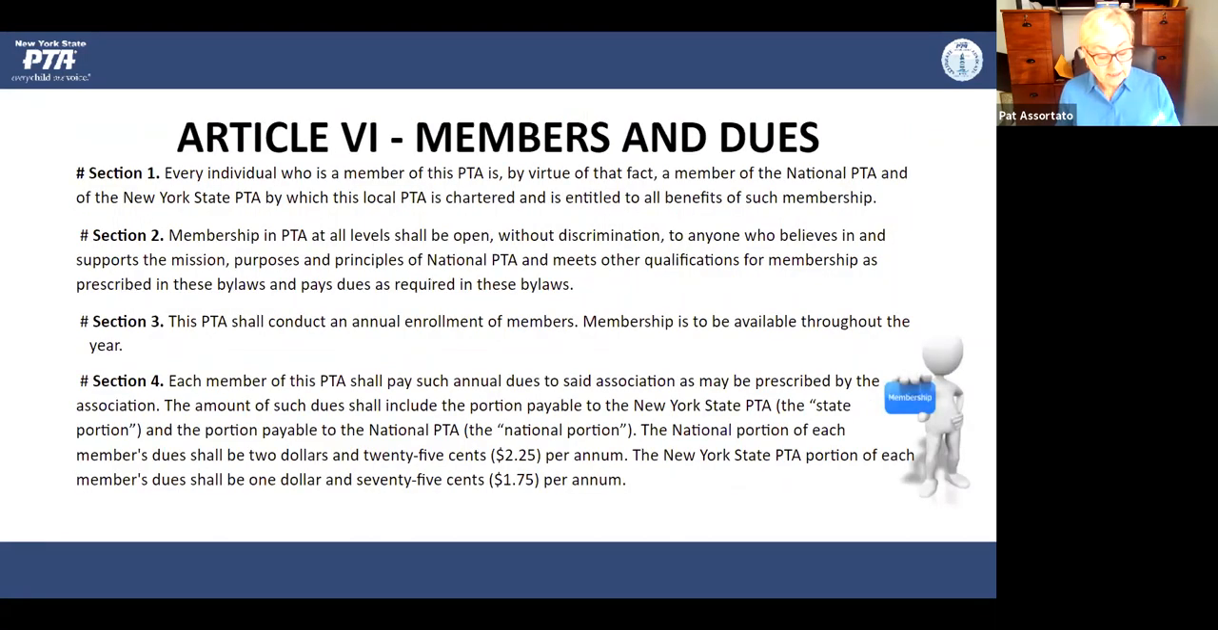On to Article 6. Sections 1 through 4 prescribes eligibility for membership, your membership year, amount of state and national portion of dues, and the deadline to submit the dues to the state office. Membership, with all its privileges, is open to everyone. No person may be denied membership based on residency in the school district, having a child in the school, or not being a parent. Council bylaws differ in this article as well, since they have no individual members, but rather member units.